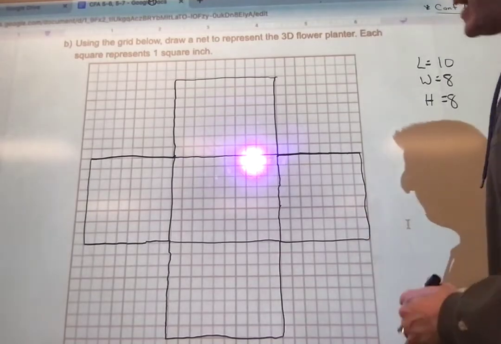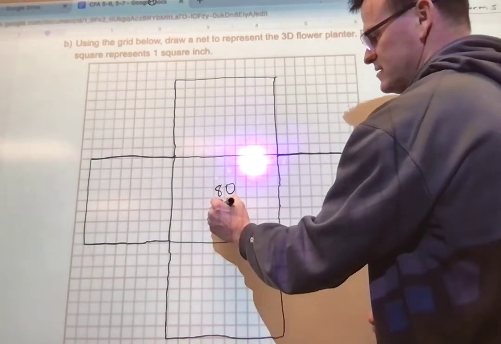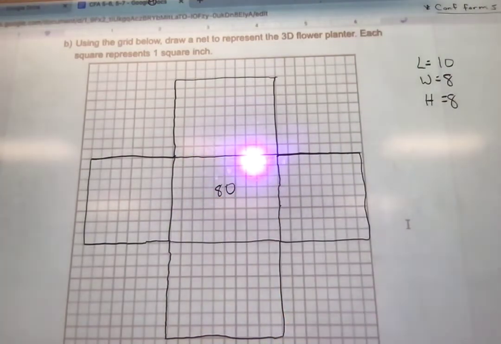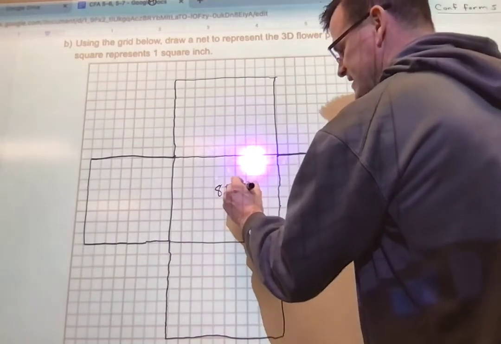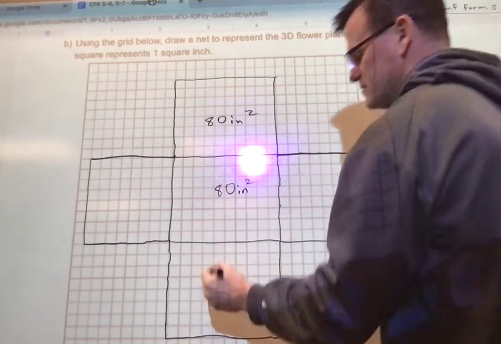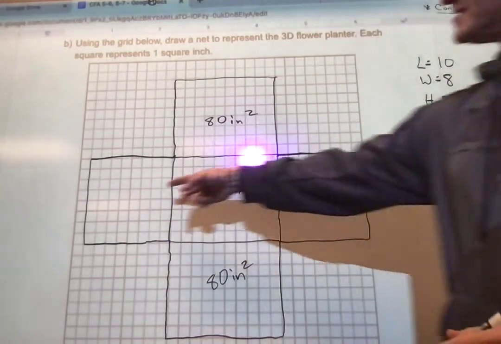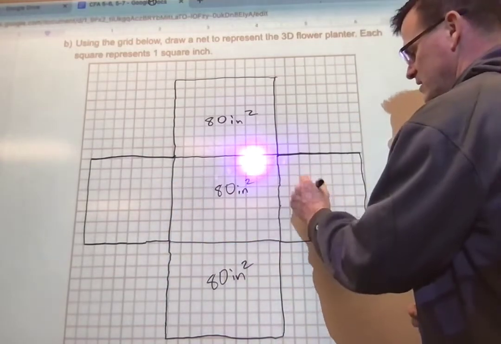So for example, I know this is 10 by 8, so there's 80 square units in there. And I think when we look back there, this planter, they were in inches. So that's 80 square inches. So I know this would be the same. This is also 10 by 8. This is 10 by 8. And I know the 2 sides are 8 by 8, which is 64.